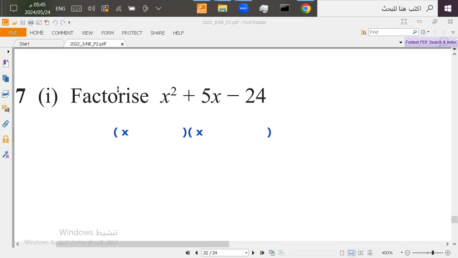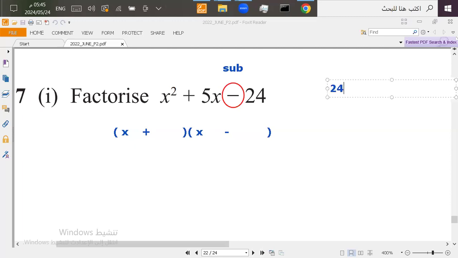Now, we need to understand that first step we do, we look here, this sign. This one is subtraction sign. So we write subtraction on top of it so we understand. So it means these numbers should be subtracted, and subtraction means different signs. So positive and negative, okay? So let's write positive here and negative here. Now we need two numbers. When you multiply them, you get negative 24. When you subtract them, you get 5.